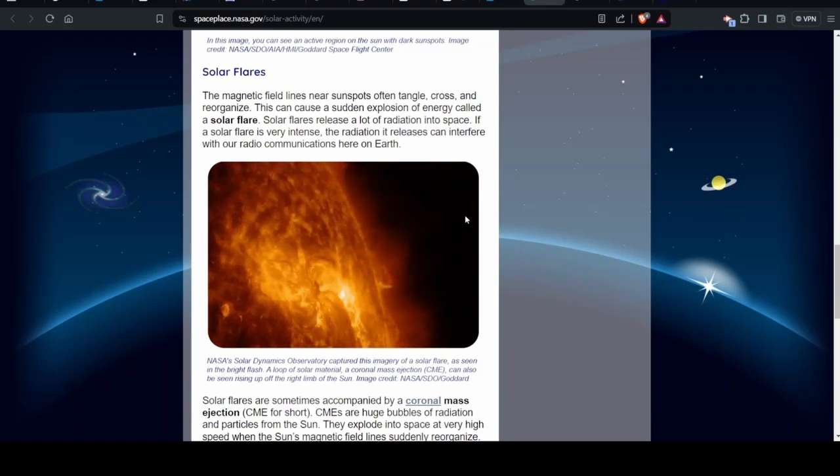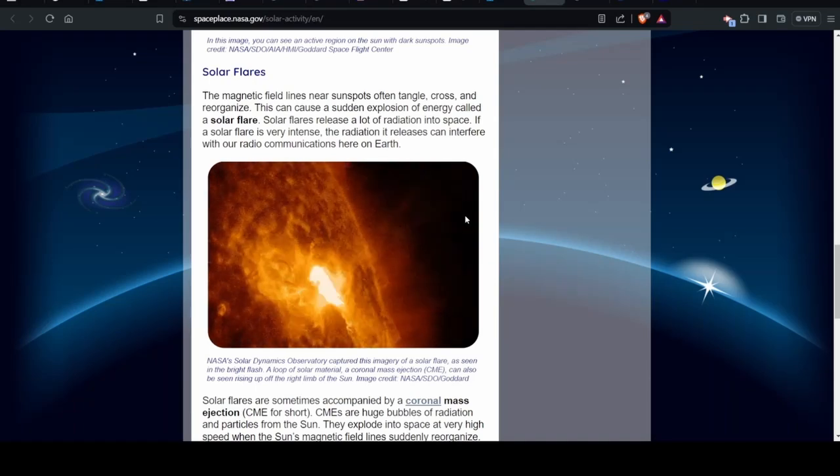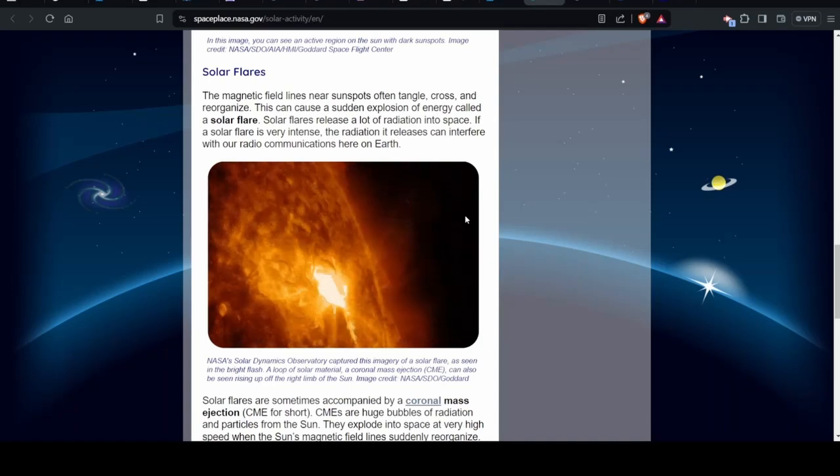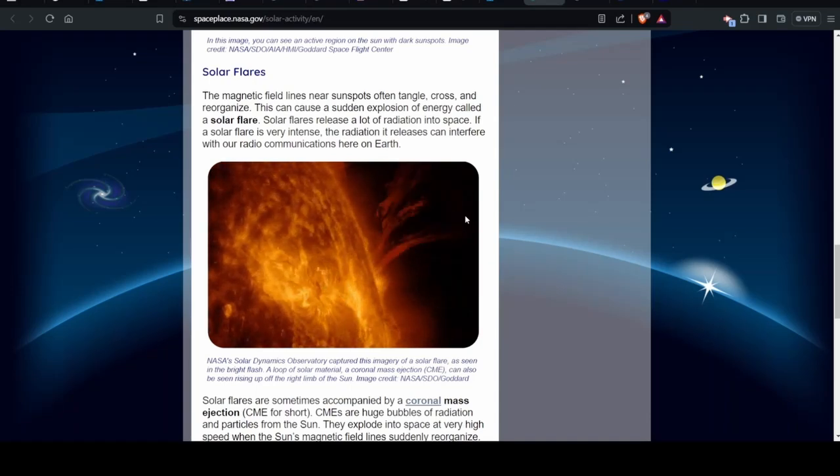So sometimes these flares will result in what's called a coronal mass ejection, or CME. It's this massive plasma that's exploded into space, and that radiation can actually reach the Earth and really affect our electrical systems here on the planet, and it will also produce the northern and southern lights, the auroras.